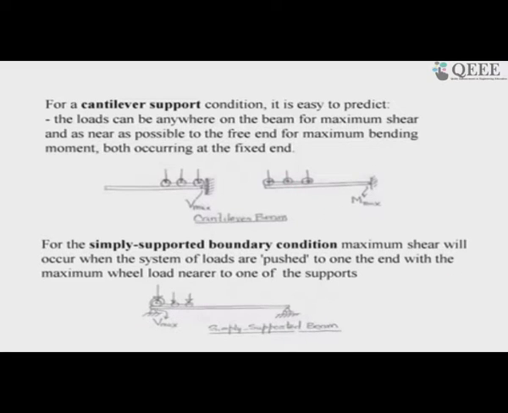For the simply supported boundary condition, it is definite that the maximum shear will occur when the loads are at the extreme end towards the support, just pushed to one end, just past to the right. So, I have the maximum shear sitting here. And next, even for the simply supported condition, the condition for maximum moment cannot be readily determined from observation.